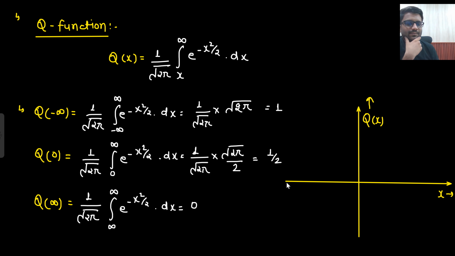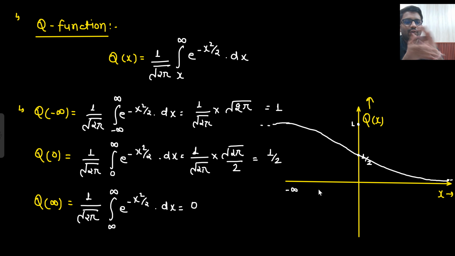So at minus infinity, you are having the value 1. And then here the value you get is 1 by 2. At minus infinity you have the value 1, here you have the value 1, then you get 1 by 2, and at infinity you are getting the value 0. So the graph is going like this, right? From 1 to 0. So this is your Q function.